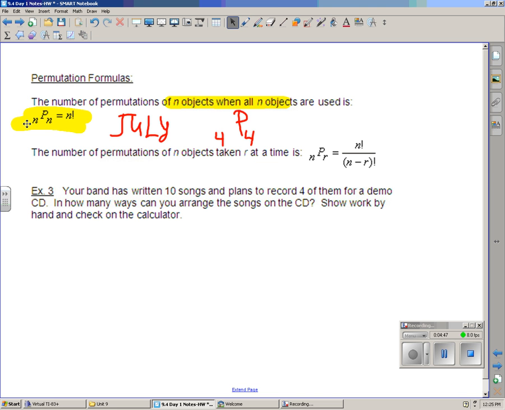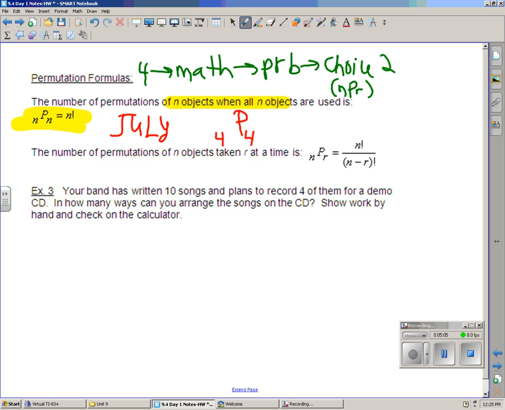On the calculator, what you're going to do is this. You're going to type in the number 4. You're going to go back to math. You're going to go over to probability. You're going to go down to choice 2, which says something like nPr. And then you're going to do the 4 letters being used, and then I believe it's enter twice. Let's see if we can test that out.